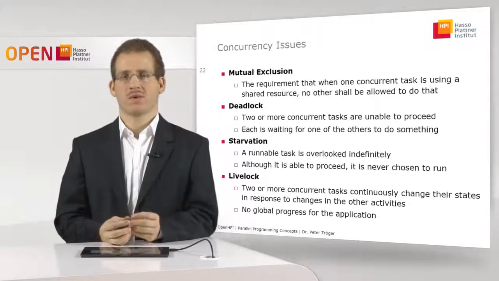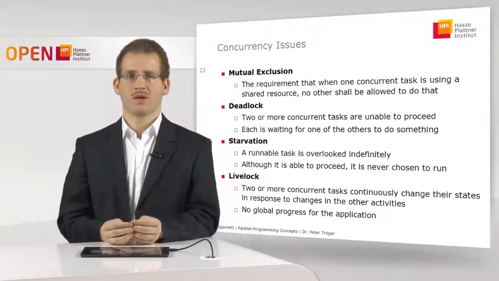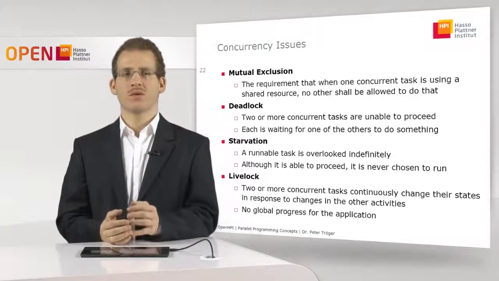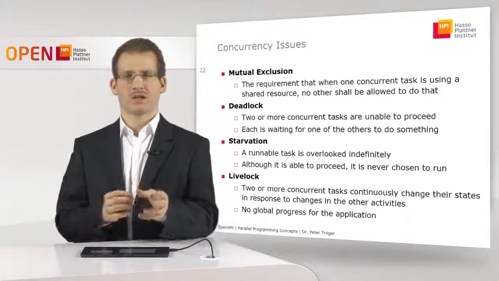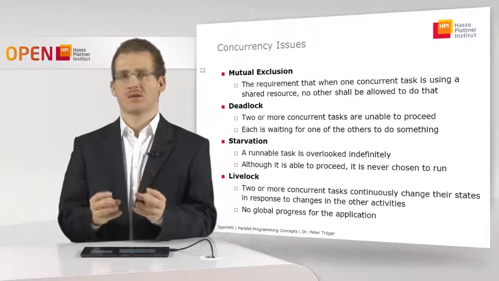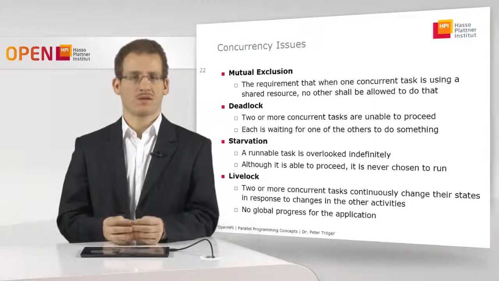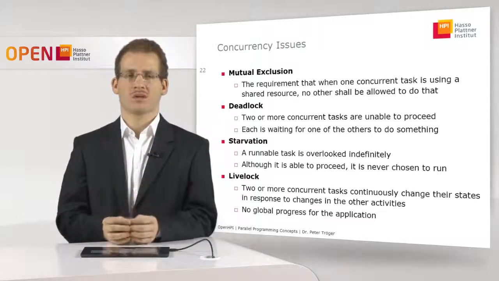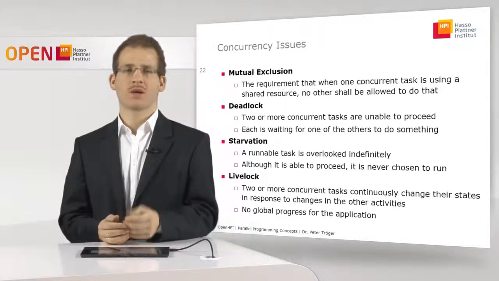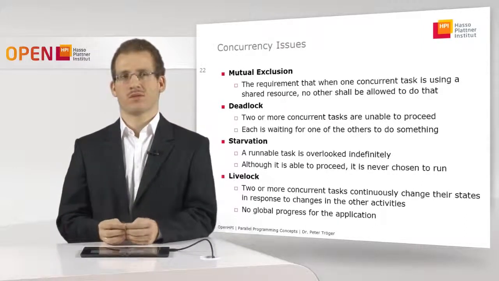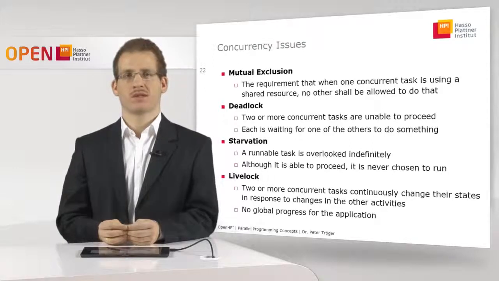And the last important concurrency issue we know is livelock, where two or more concurrent tasks continuously change their state, so they're not deadlocked in their own local situation. They think they have progress, they can work all the time, but the overall application cannot progress. So there is no global forthcoming in what the application is intended to do.